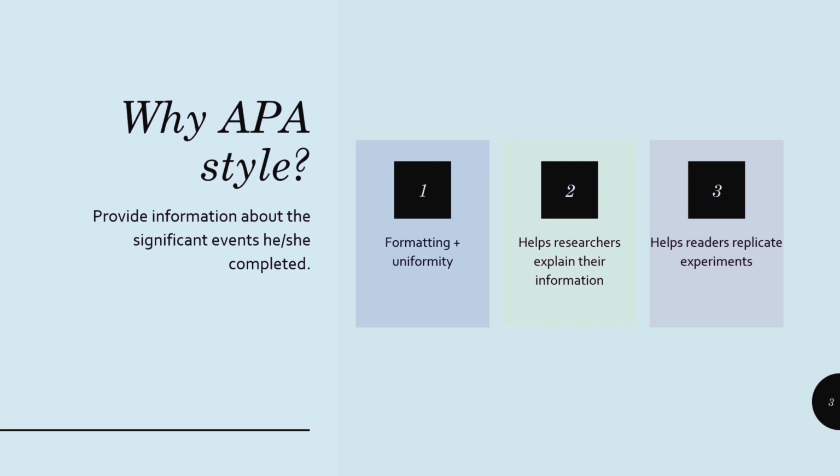So why APA? It helps provide foundation for effective scholarly communication because it helps writers present ideas in a concise, clear, and organized manner. This uniformity allows readers to A, focus on ideas being presented rather than formatting, and B, scan works quickly for key points and sources.